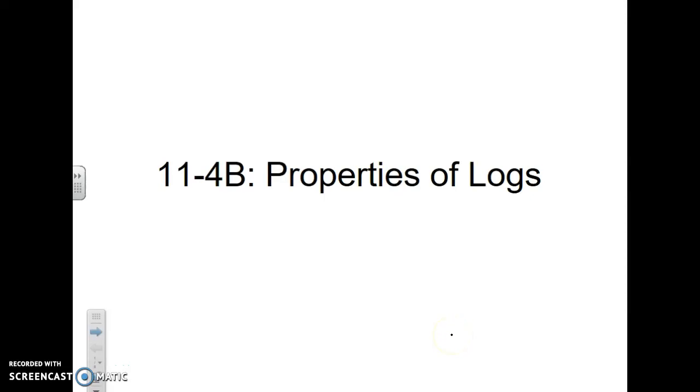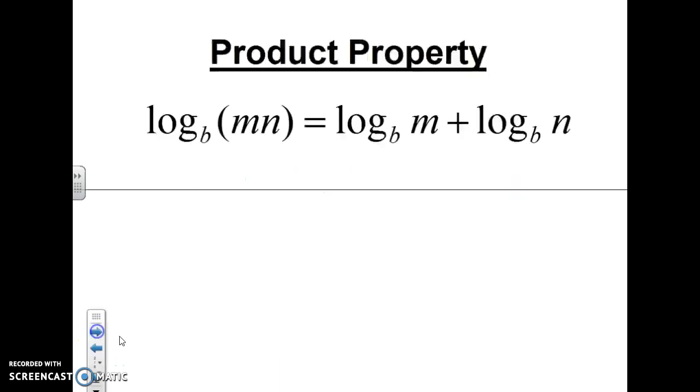Okay, this section is for 11.4b, properties of logs. So we're going to have several properties that we're going to use. The first property is our product property, which tells us if we have a log with a base of b of m times n, we can split that up with addition and make it log base b of m plus log base b of n.